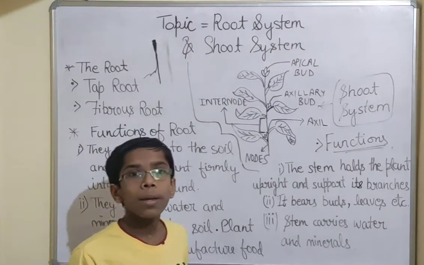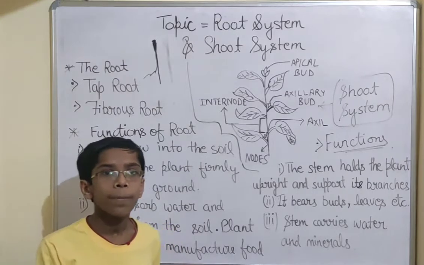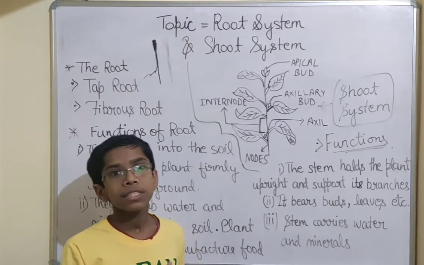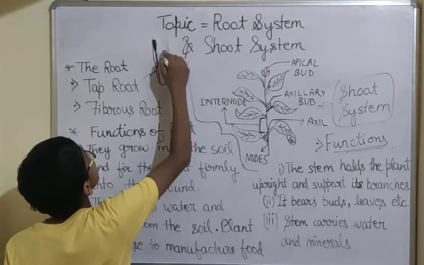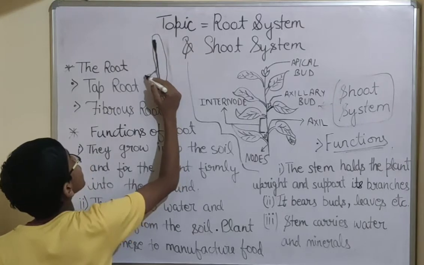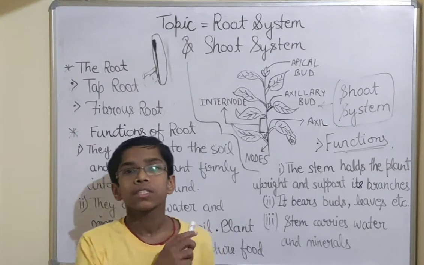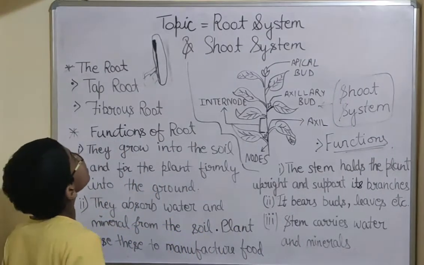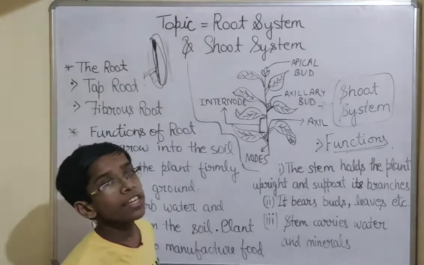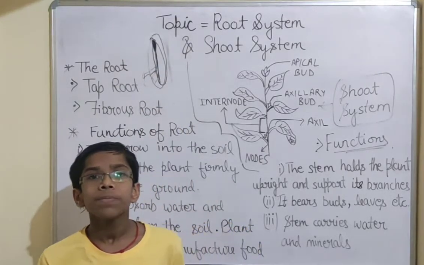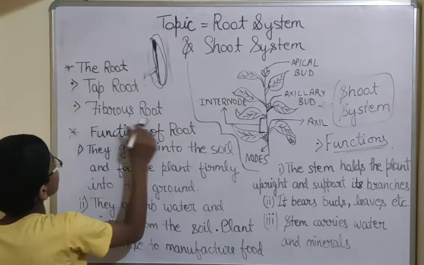For example, in mustard we have seen taproot. In banyan tree we have seen taproot, and in mango tree also there is taproot. And this taproot and all these primary, secondary and tertiary roots comprise and form the taproot system. Okay, so this full taproot and all the primary roots, secondary roots and tertiary roots form the taproot system.